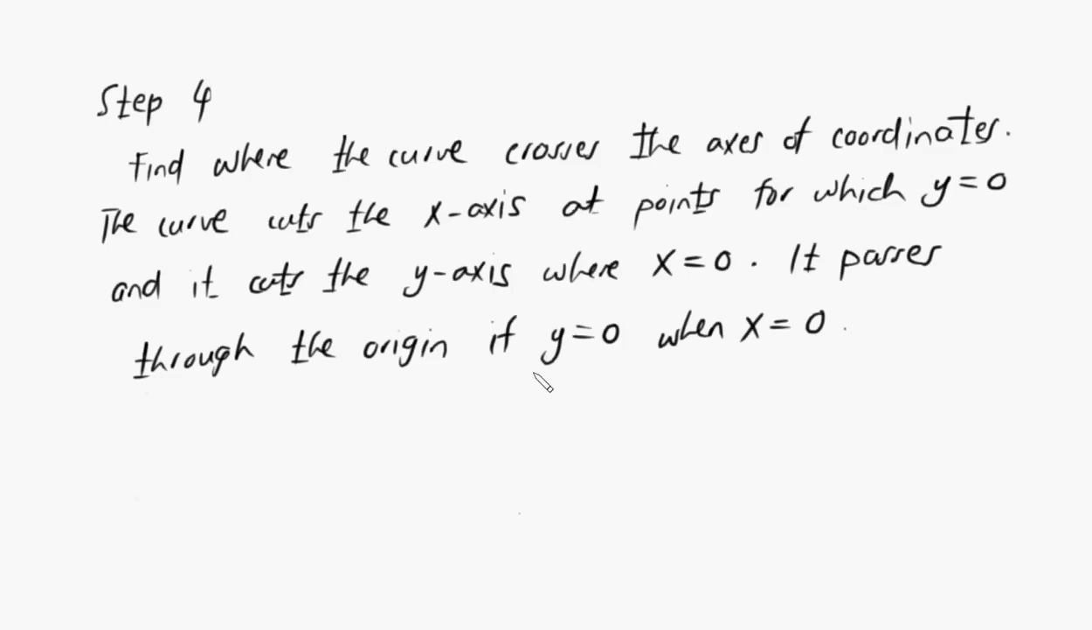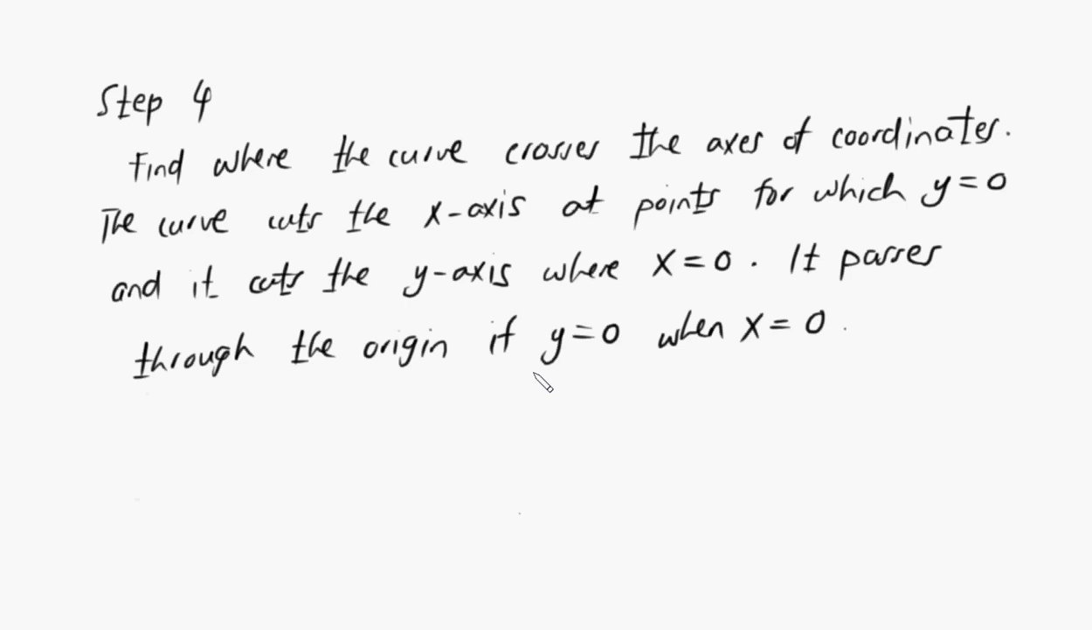Step 4 now it says find where the curve crosses the axes of coordinates. Manake hapa nataka tutafute x-intercept and y-intercept. So I know you're familiar with these two. X-intercept and y-intercept. So x-intercept is where the graph crosses the x-axis. Manake is a point of x, value of x for which y is 0. Wakati y-intercept is where the graph crosses the y-axis. Kwa hiyo it's the value of y when x equals 0.